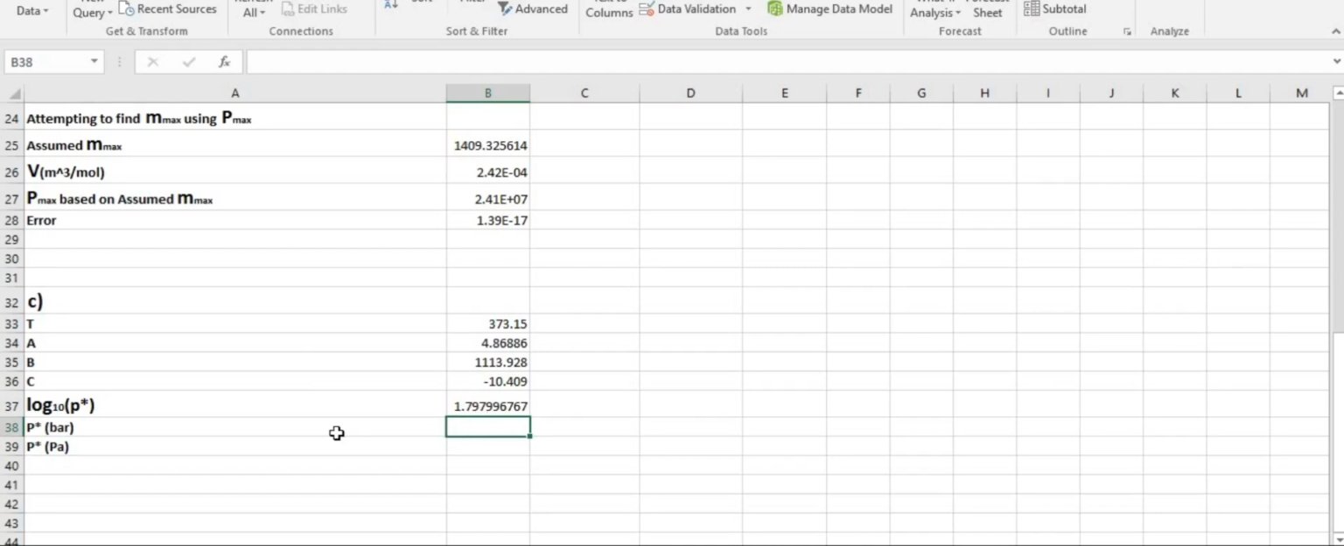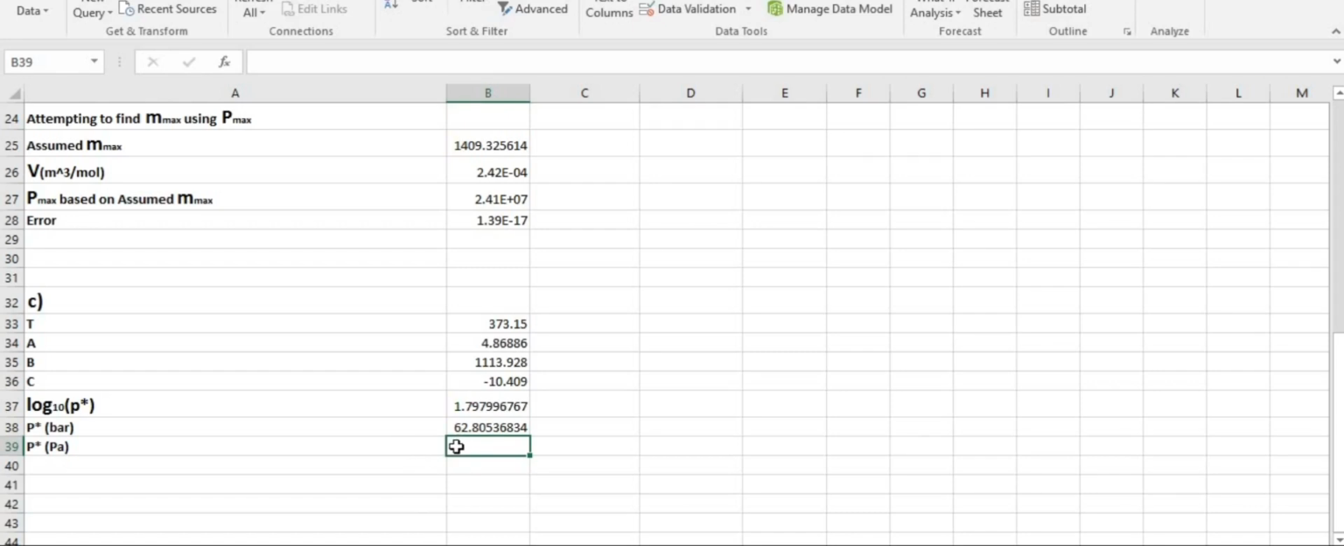Now our P in bar will be the antilog of this value, which you can get using your calculator. In Excel, since the logarithm is base 10, the antilog will be 10 raised to the power of this value. That's your antilog. And that's your P in bar.